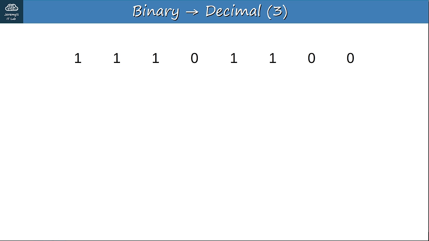Got it? 128 plus 64 plus 32 plus 8 plus 4 equals 236. Okay, we'll do some more binary to decimal conversion practice in the quiz for today's video. Let's move on.